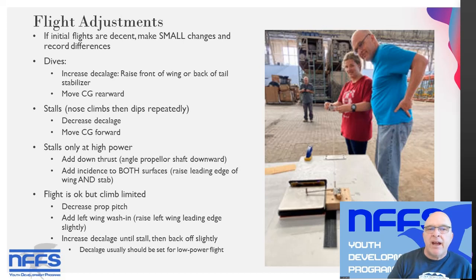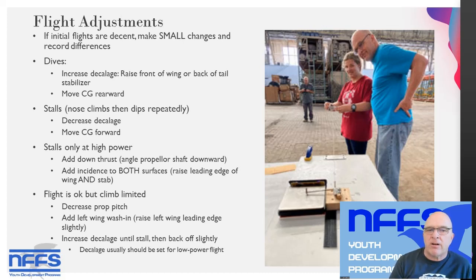Now you go up to higher torque incrementally, not all at once. If the plane tends to dive during low power, then you increase the decollage, raise the front of the wing or the back of the stabilizer, or you move the CG rearward. If it stalls at low power, then decrease the incidence of the wing, decrease the decollage, or move the CG toward the front of the plane.